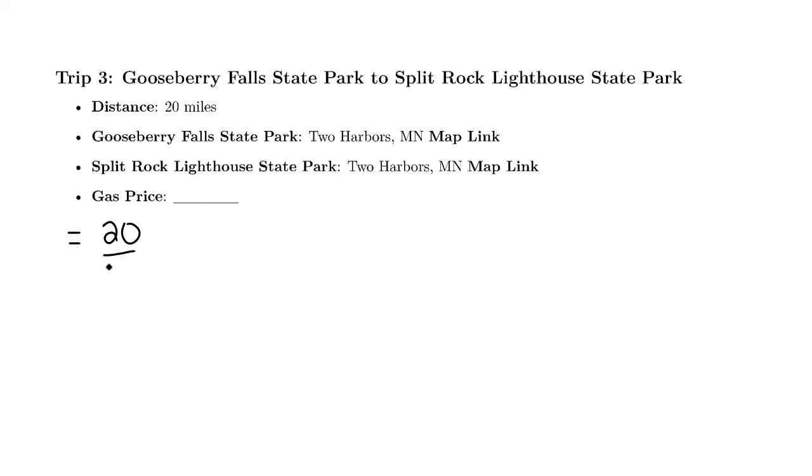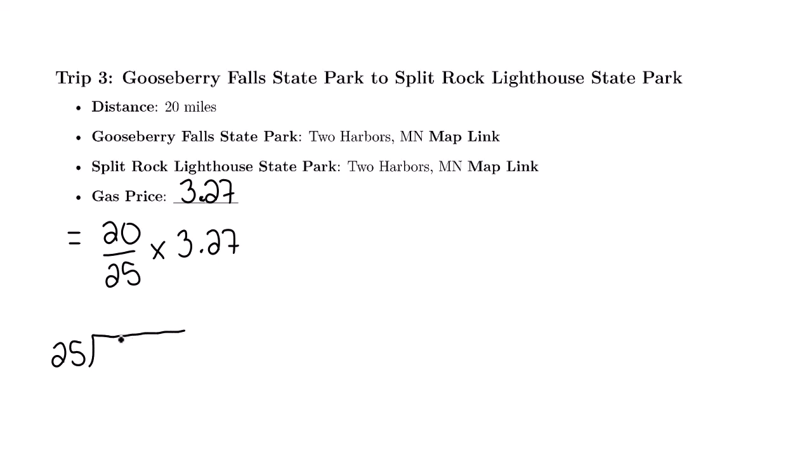We're going to take 20 divided by 25 because our vehicle gets 25 miles per gallon. Oh, not an equals. We're going to put multiply here. And let's say our gas is 3.27. That's what our gas is per gallon. So we're going to multiply by 3.27. All right, cool.